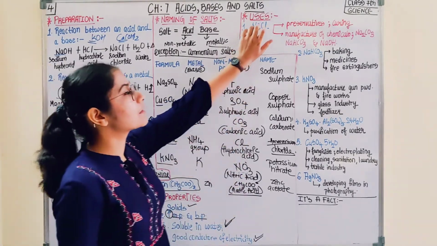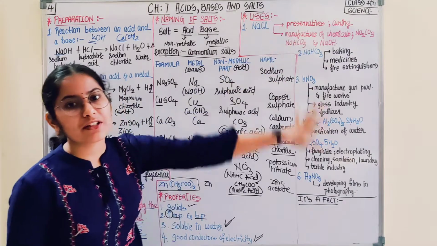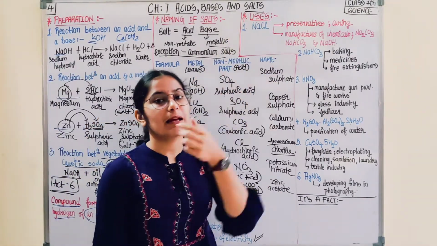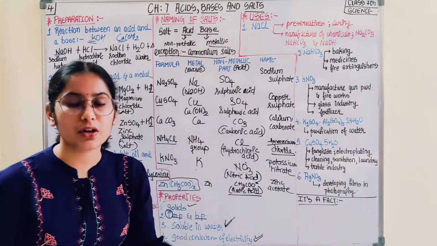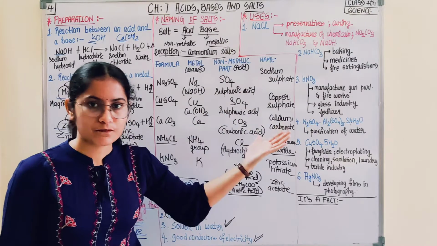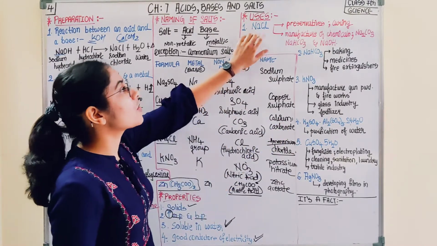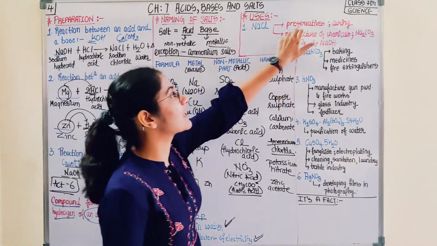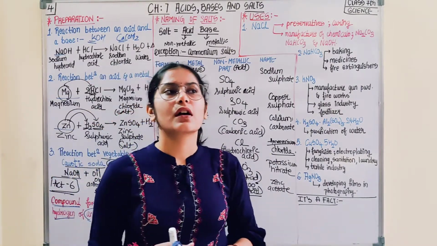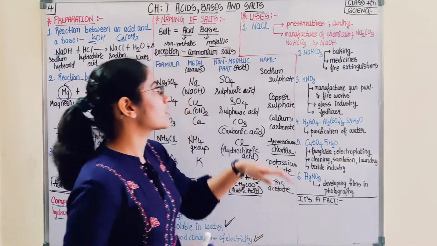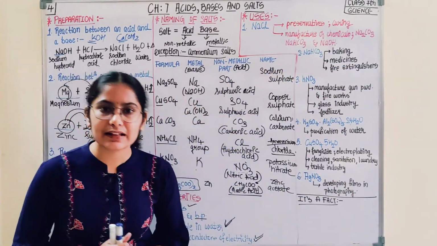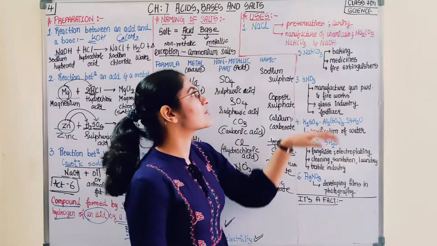We talk about uses. We start with the first. This is NaCl. What is the name of this salt? Sodium chloride. What is the common name of this salt? Common salt. Okay, sodium chloride, common salt. What are the uses? They are used as preservatives for pickles and other food items, preservation of food items. If we talk about curing in meat and fishes, there also this common salt is required.